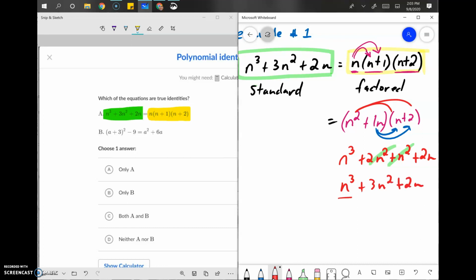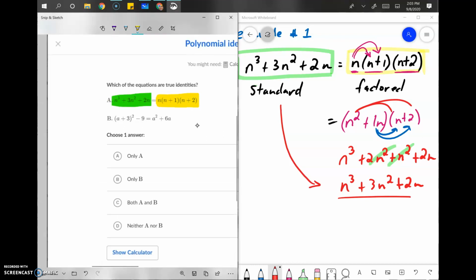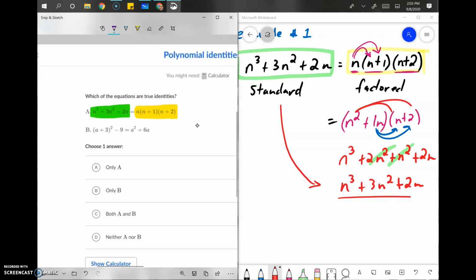Boom. And so now I've got this in standard form. I'm going to compare it to the expression on the left and see if this is the same. Are they the same? Yes, they're exactly the same. Cool. So is equation A an identity? Yes, it is, because it's the same exact expression, just written in a different form.